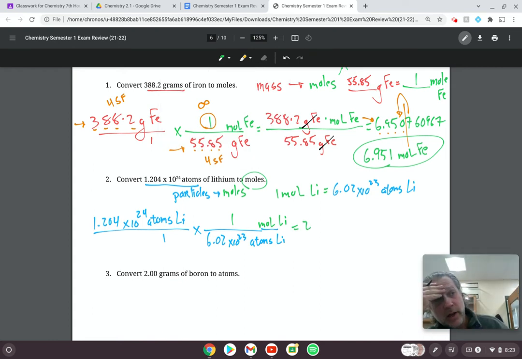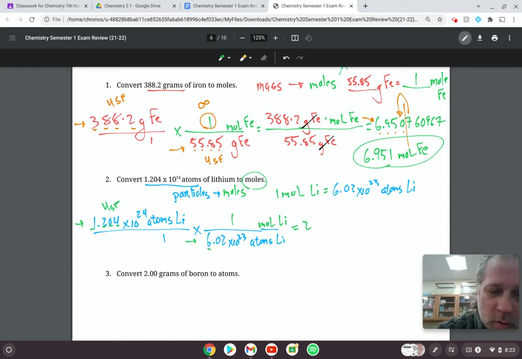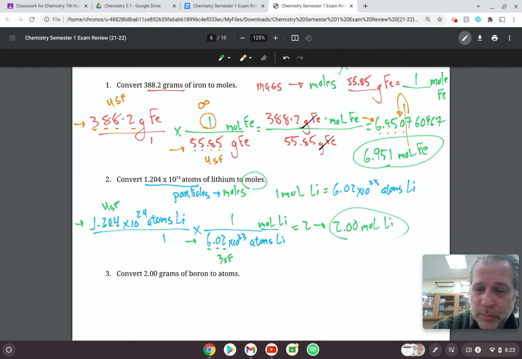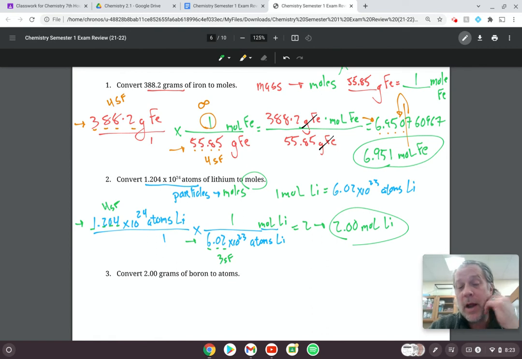So now I need to go and figure out the number of significant figures that I need to have. So I'm going to go back and draw my line here and say that this has got 1, 2, 3, 4. So that's 4 sig figs. This one has 1, 2, 3. So that's 3 sig figs. Even though my calculator gave me 2, I have to add enough digits to make it have 3 sig figs. So that means that this is going to be 2.00 moles of lithium. There's nothing to round. We're just going to add to make sure that it's the same.